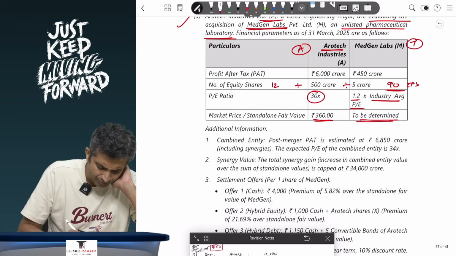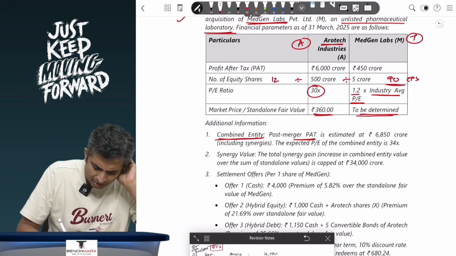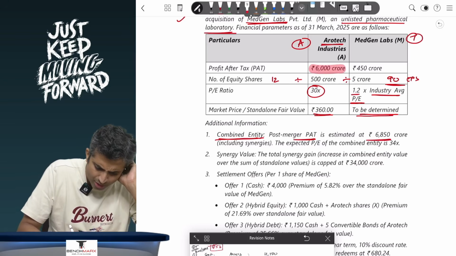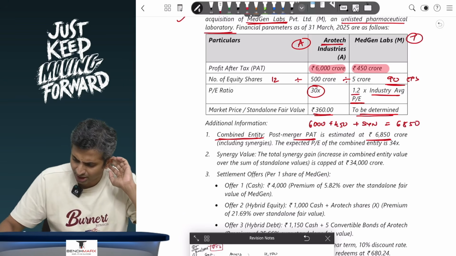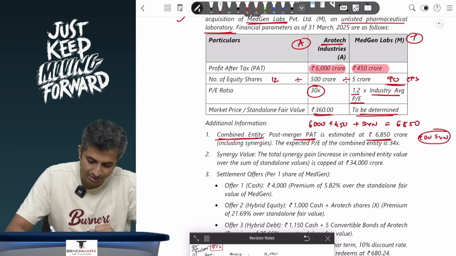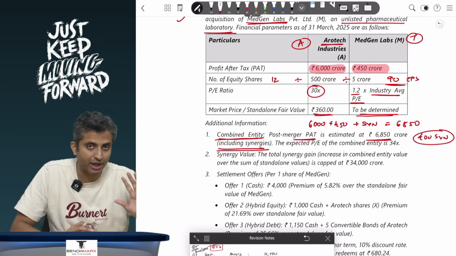Okay, additional information. For the combined entity, after merger, the post-merger PAT is estimated at 6850. Sir, ideally the post-merger PAT should be how much? It should be 6000 plus 450, plus maybe there is some synergy. That comes to 6850. So there is 6850 minus 6450, which is 400 rupees worth of synergy benefits. Maybe it appears on a per annum basis. This is including synergy. So the synergy effect, if you have to find, will be 400.